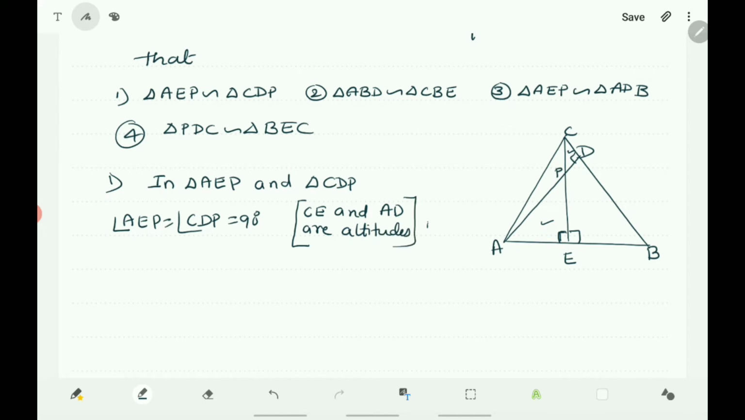And next, one more thing you can verify here. At P, there are vertically opposite angles, angle APE and angle CPD. Here there is a point P, and at that point angle APE and angle CPD are the vertically opposite angles. So you can write here angle APE is equal to angle CPD. Reason is vertically opposite angles.